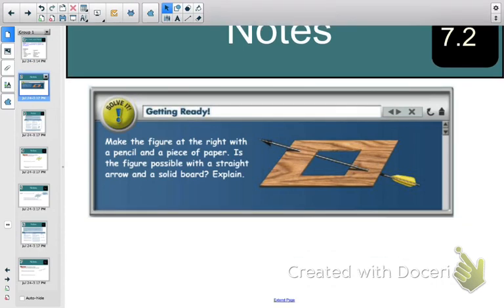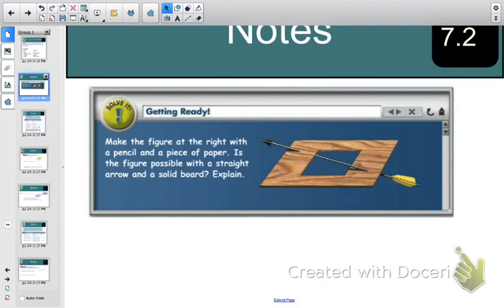Looking at this problem, it says make the figure. You have to write with a pencil and a piece of paper. I just want you to visualize it because I can't do that and show it to you on this video. So, is it possible to make this figure with a straight arrow and a solid board? Explain. Well, if the board is completely flat and the arrow is completely straight, then no, because you can't have that going through twice. It would have to bend at some point to go back up through the board again. So, no, it's not possible.